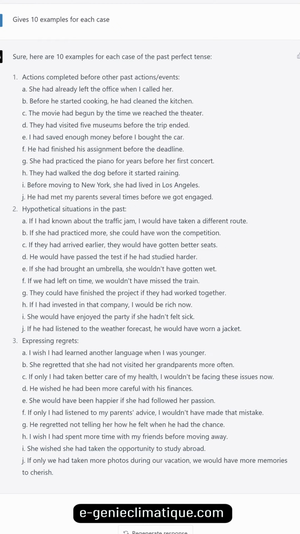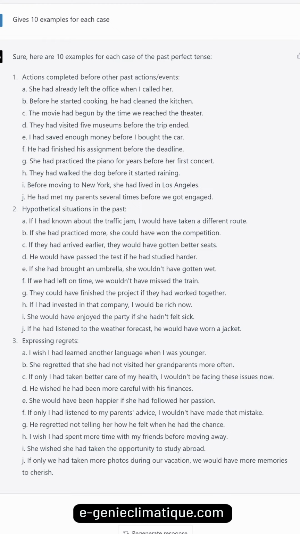Hypothetical situations in the past. A. If I had known about the traffic jam, I would have taken a different route. B. If she had practiced more, she could have won the competition. C. If they had arrived earlier, they would have gotten better seats.